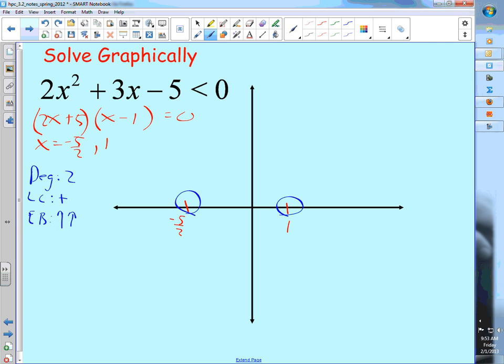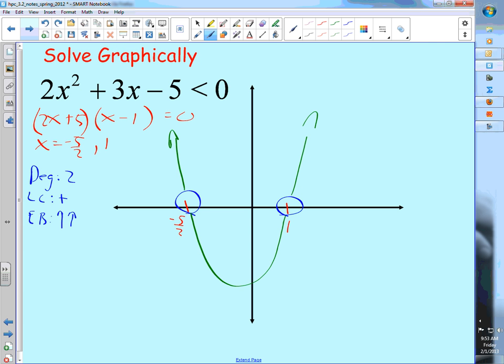I could go halfway between these two and plug it in, or I could do opposite of b over 2a. But don't care. I really don't. It's going to be up and through and through. That's the general picture. That's all I need to know about this.